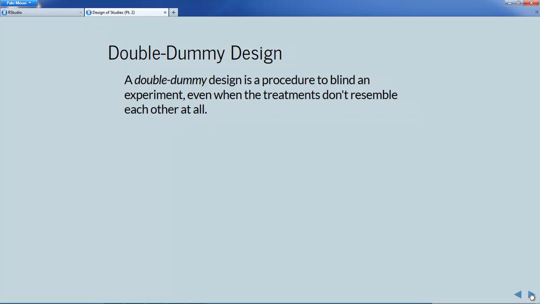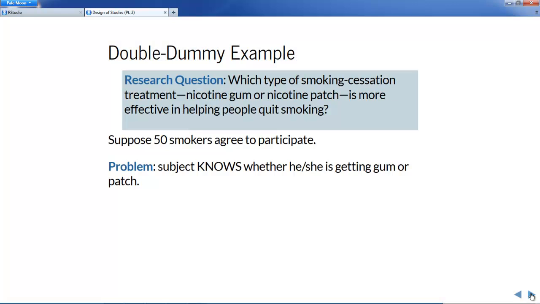Now, a double dummy design is a procedure to blind an experiment even when the treatments don't resemble each other at all. For example, suppose that you have this research question. Which type of smoking cessation treatment, nicotine gum or nicotine patch, is more effective in helping people quit smoking? And let's say that you have 50 smokers who agree to participate. The problem you've got is that a subject is going to know whether he or she is getting gum or a patch. Gum and patch are just too different from each other. You can't make one of them look like the other.